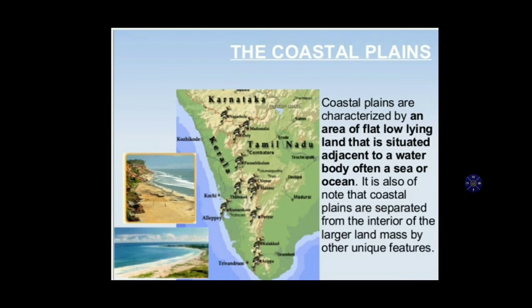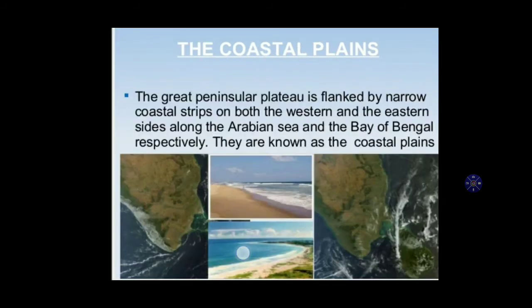Now, the next physiographic division is the coastal plain. The definition: coastal plains are characterized by an area of flat, low lying land that is situated adjacent to the water body of a sea or ocean. It is also noted that the coastal plains are separated from the interior of the larger landmass by other unique features. The Great Peninsular Plateau is flanked by narrow coastal strips on both the western and eastern side along the Arabian Sea and the Bay of Bengal respectively. They are known as the coastal plains.